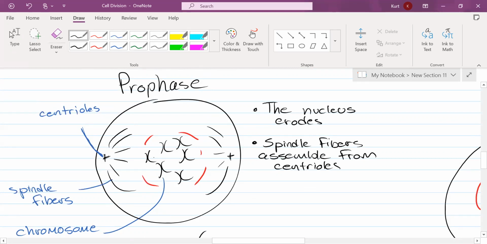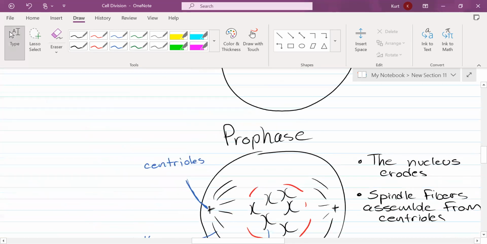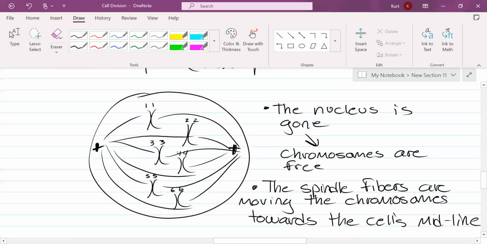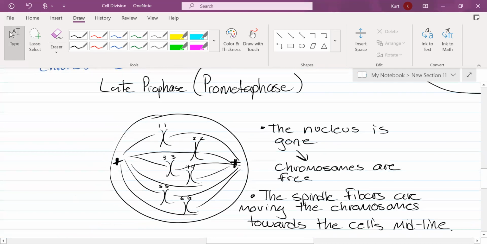Okay, we're about done with prophase. Let's move on to the final step of prophase. There's 2 names that would be acceptable: late prophase or pro-metaphase. Notice that the nucleus is history. It's gone. The chromosomes are now free. But they're being captured by the spindle fibers, and they're going to start to be pushed towards the cell's midline, or we call it the cell equator. But when you think of the Earth's equator, you go from left to right. The cell equator is going to be from top to bottom, but it really doesn't matter. Just along the midline.